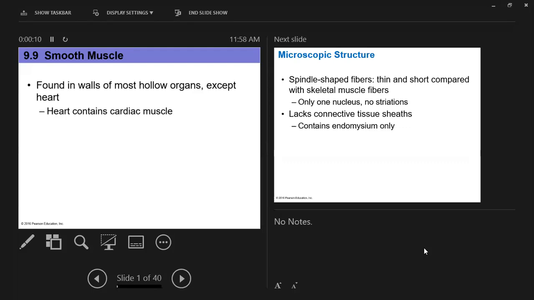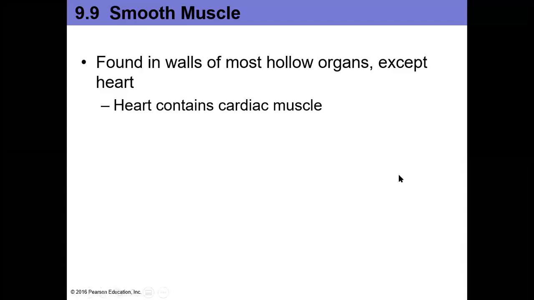So smooth muscle is found in the walls of most hollow organs except the heart. Then, of course, the heart contains cardiac muscle, which is neither skeletal nor smooth muscle tissue. It is its own muscle tissue. We don't talk about cardiac muscle until the spring semester in 2402. I think it's your third topic because we go respiratory system, and then endocrine and blood are kind of talked about together, and then blood leads into the cardiovascular system. So we'll talk about cardiac muscle then.